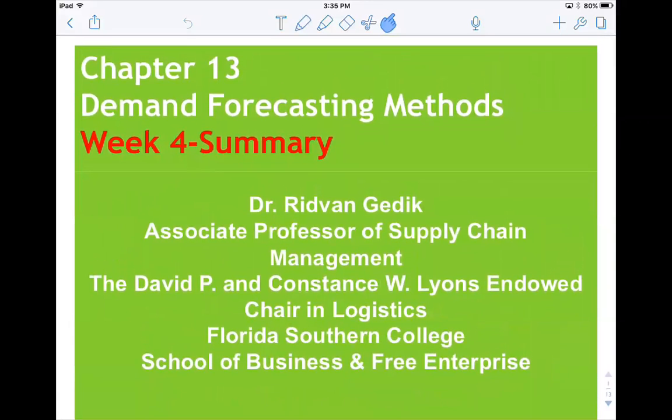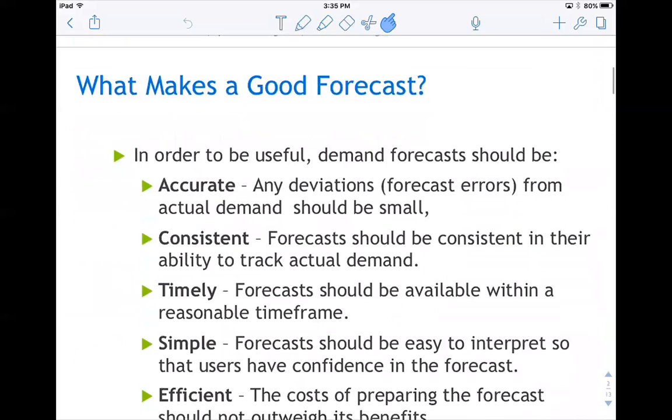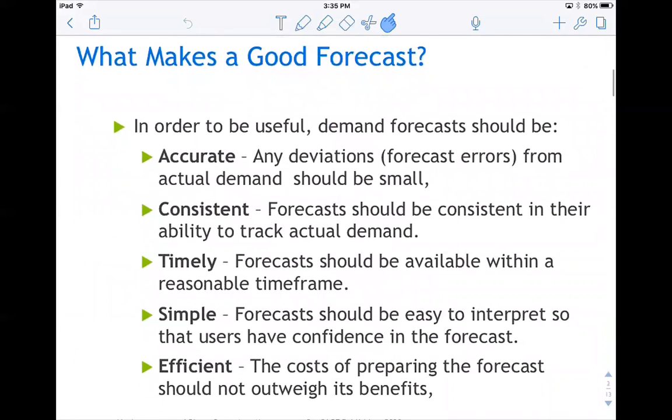Okay, let's get started. So in this video, I'm going to tell you more about what a good forecast is and what kind of forecasts we have. And in other videos, we are going to follow up with different types of forecasts. Okay, let's get started with what makes a good forecast, what are the good features of a good forecast.